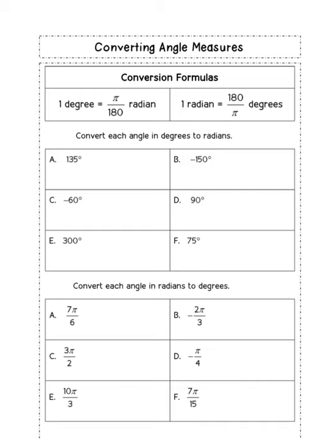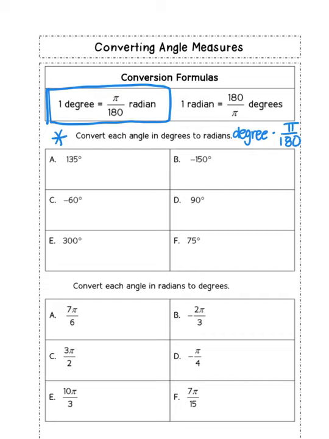So we are going to begin with going from degrees to radians. From degrees to radians, 1 degree equals pi over 180 radians. So basically, if you're given your degree measurement, you're going to multiply that degree measurement by pi over 180, and simplify from there. That will give you how many radians is equivalent to that number of degrees.